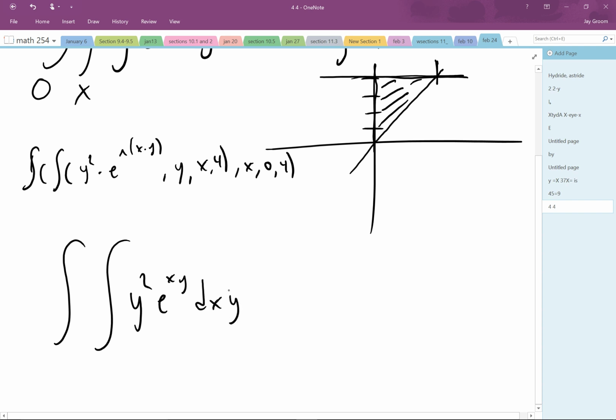X is bounded by who? X is bounded by y. X is bounded by what on this side? Oh, 0. And bounded on the right-hand side by? Say it, y. And y is bounded below by? What's the smallest that y can be? 0. And what's the biggest that y can be? 4. Bam. Okay?